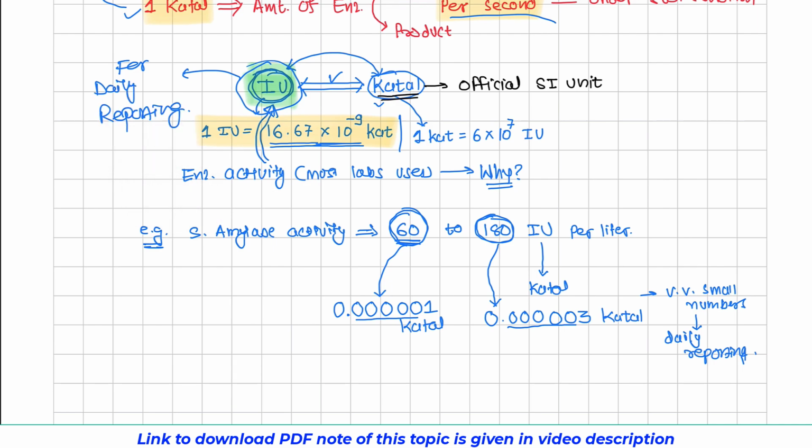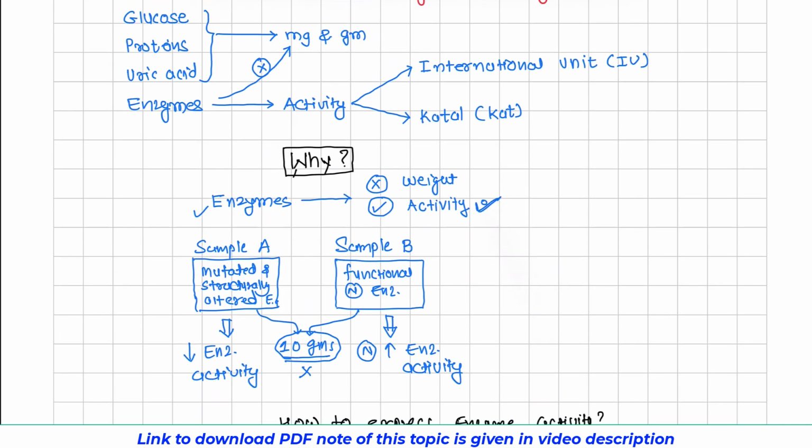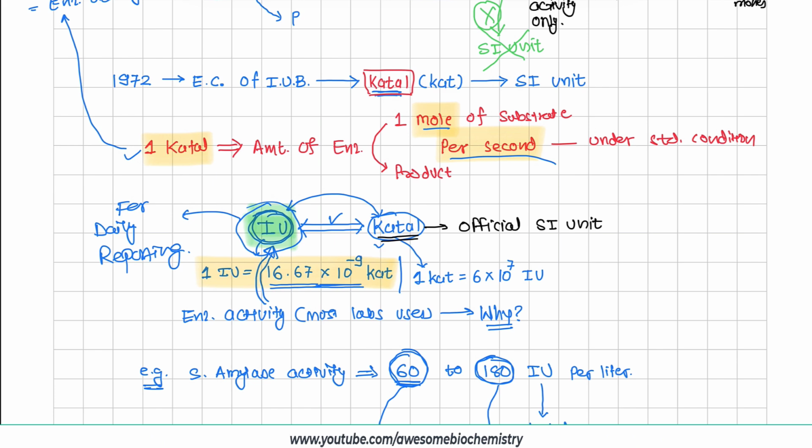So to wrap up, enzymes are measured by activity, not weight, because activity tells us how well the enzyme works. International units are still the most commonly used in clinical labs because they are most practical. Katal is the official SI unit, but it's less convenient for daily use. However, both are valid, both are interconvertible, and now you know why we use them.